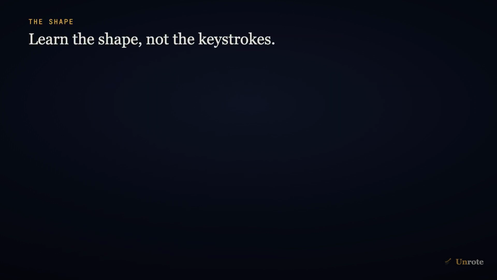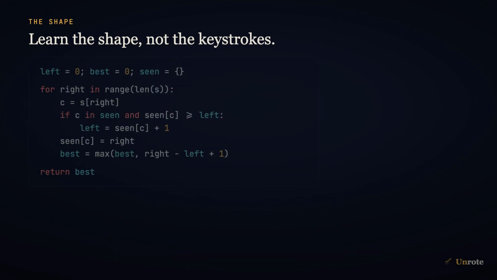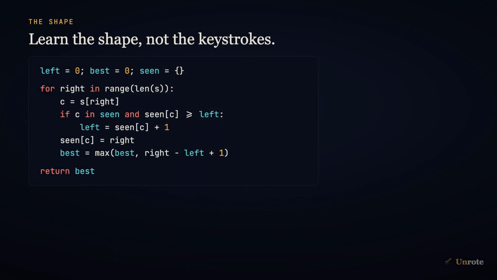Keep a left pointer and a last seen map. Walk the right pointer across the string. If the character is in the map and inside the window, move left just past its last spot. Record the character's index, then update the best length. That's the whole solution. Three takeaways.